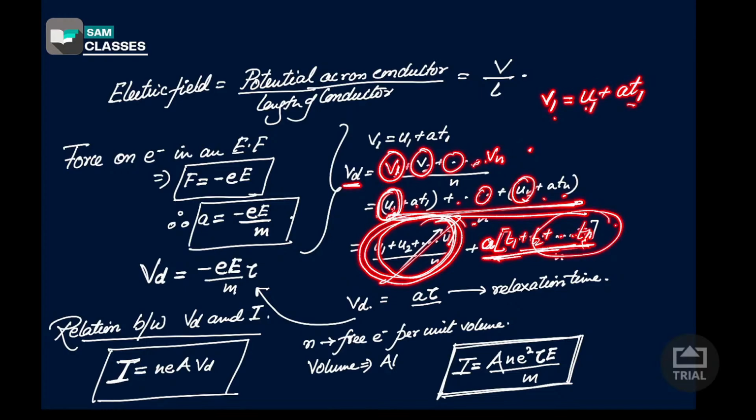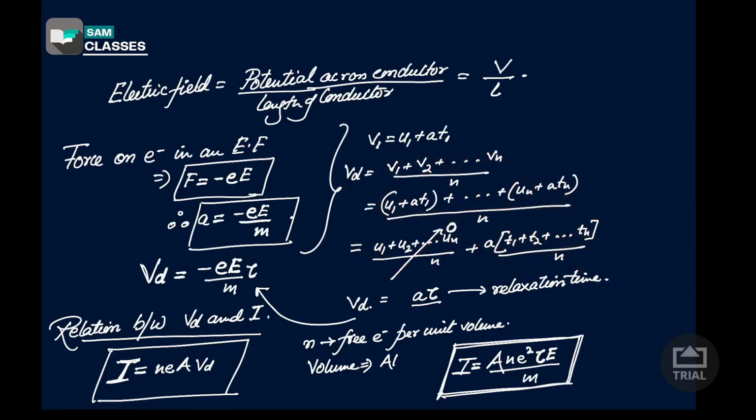Now what is this value? Can anybody tell? This t1, t2 up to tn, why is it written as tau, or relaxation time? You have all given the physics exam, just simple.